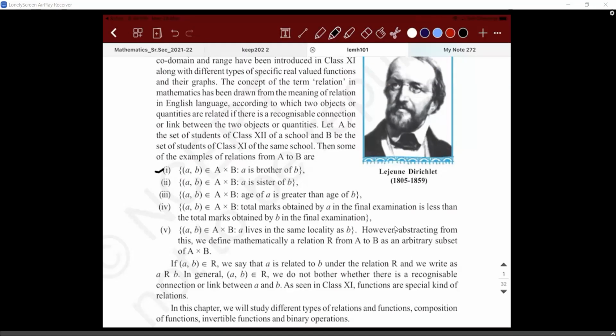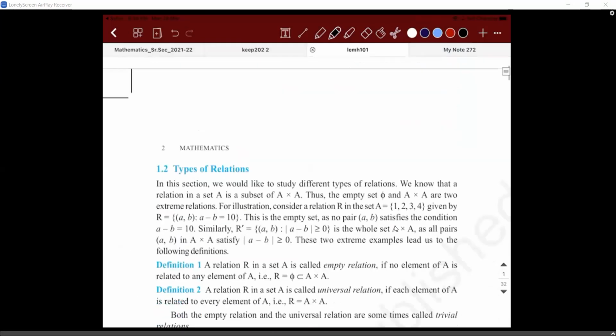So Cartesian product, the dot, how will you read it? Such that A is the brother of B. So the first person in the element is the brother of the second person in the element. Okay, next is (A, B) belongs to A cross B such that A is a sister of B. So you are able to understand all these things, right? I am not getting into these details.